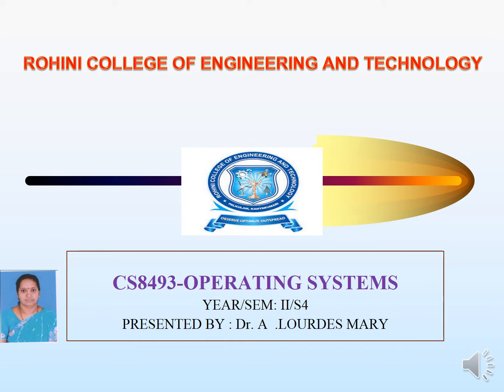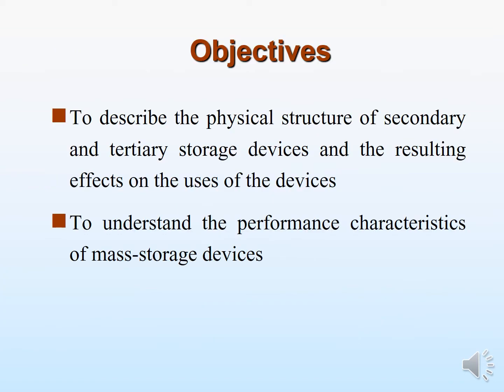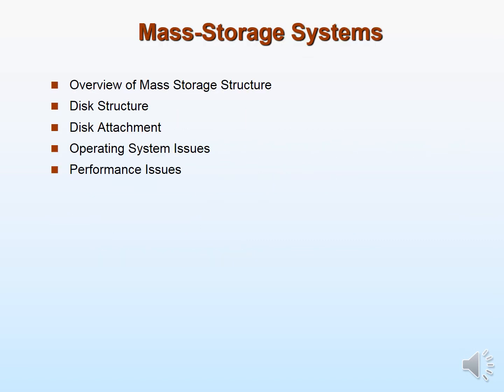The subject I am going to take is Operating Systems. The subject code is CS8493. So today we are going to see about the mass storage devices in operating systems. The objectives are to describe the physical structure of secondary and tertiary storage devices and the resulting effects on the uses of the devices, and to understand the performance characteristics of mass storage devices.